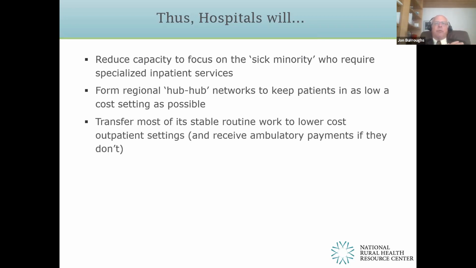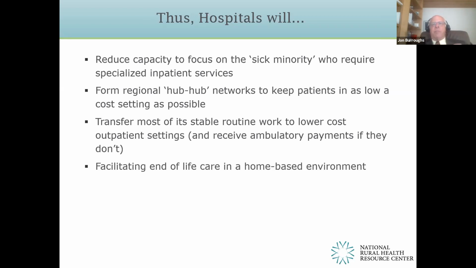Transfer most of your stable routine work to lower cost outpatient settings and receive ambulatory payments if you don't. Most of you know that if you do a total hip or total knee now in a hospital, you're still going to get paid the rate of an ambulatory surgery center. So you may as well do the procedure in an ambulatory surgery center and get paid appropriately. So the problem is today, people are getting underpaid and their costs are way too high.